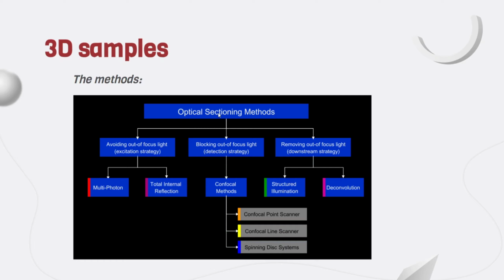The first is avoiding out-of-focus light, the excitation strategy, used in multiphoton microscopy and total internal reflection microscopy. The second are confocal methods based on a detection strategy, so all fluorescence molecules are excited, but we detect only the ones we want to. And the third is removing afterwards the out-of-focus light.